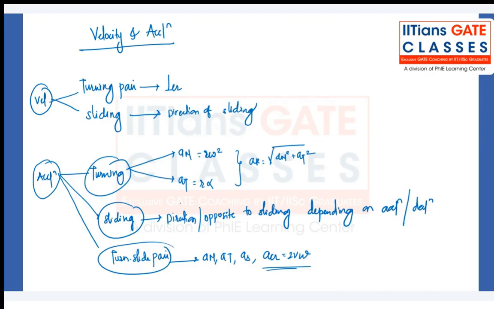We also studied the instantaneous center method, the I center. And how to calculate the number of I centers: n into n minus 1 divided by 2, correct? And solving velocity problems by using the I center method. This is just a glimpse of what we have studied in the velocity and acceleration topic.